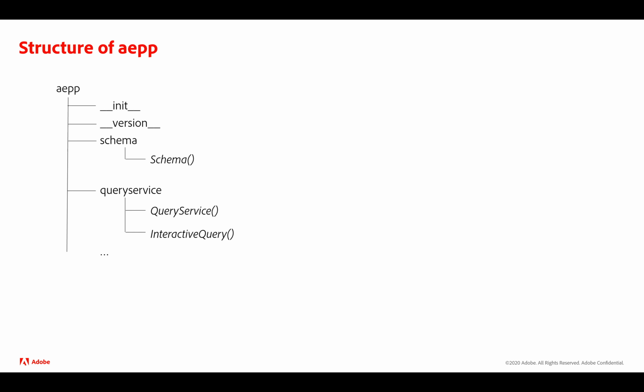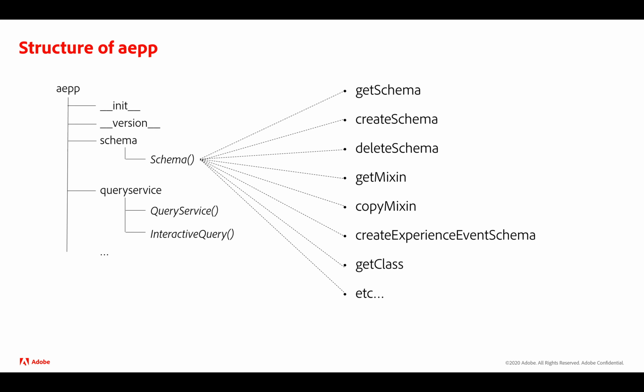Everything is documented and you can access it. Sometimes, as you can see with query service, there is more than one class available in the module. Once you have instantiated the class, you can get all of the methods, such as, in the case of schema, get schema, create schema, delete schema, some business logic class, copy mixin, or create experience event schema, which is an abstraction version of create schema based on an already specific class.